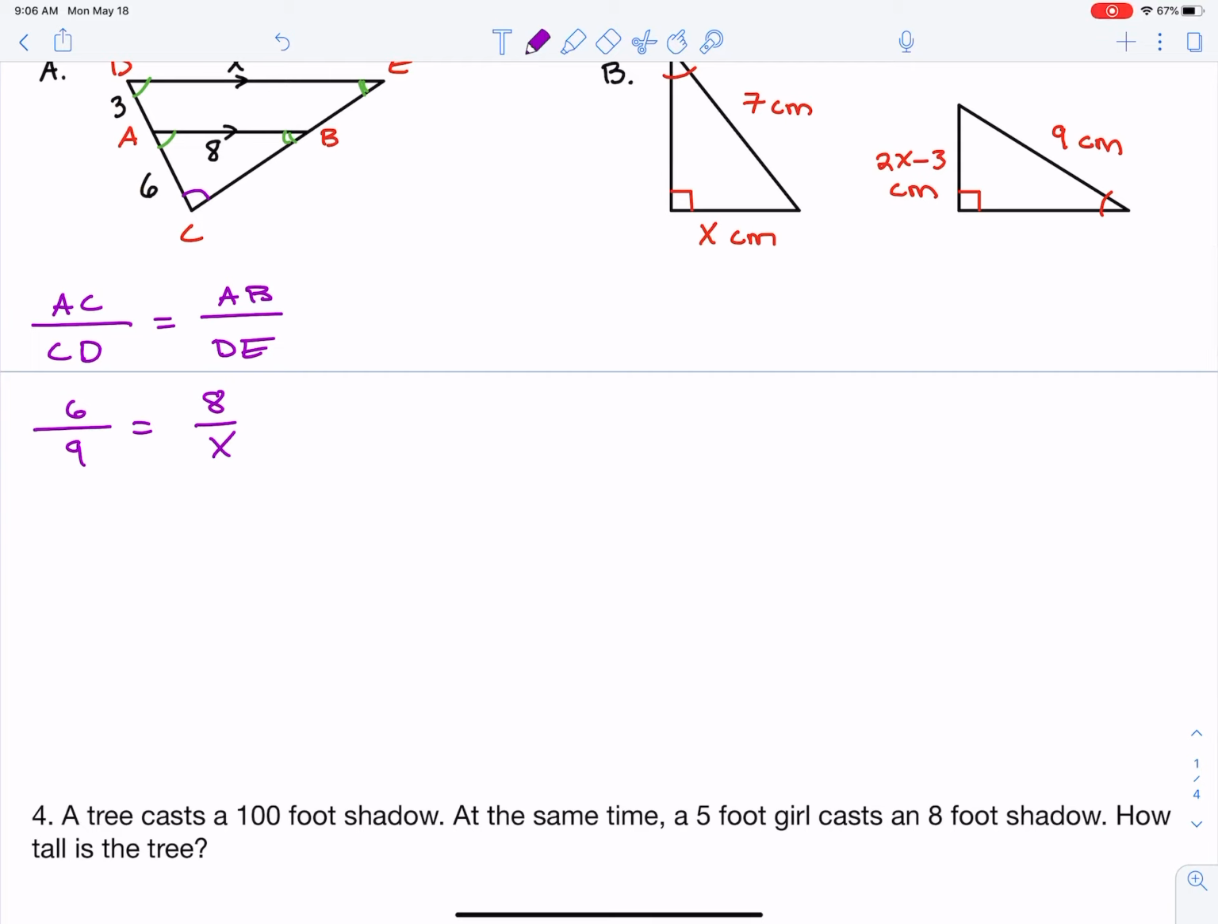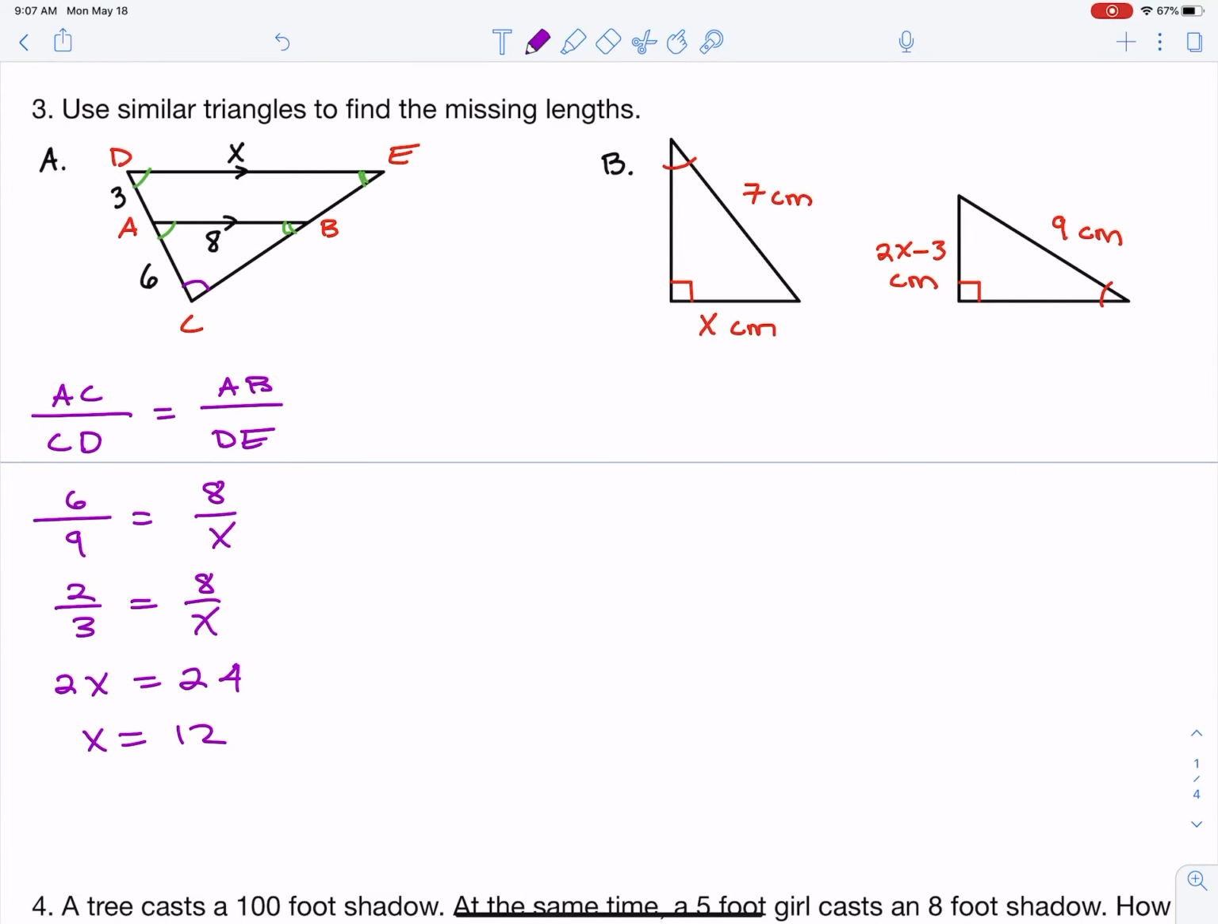So let's go find the missing length. So we're going to solve this. Now I'm going to actually simplify if you don't mind. So 3 goes in both top and bottom, so I get 2/3 equals 8 over X. Then I'm going to do the cross product. So 2 times X is 2X. 3 times 8 is 24. Divide both sides by 2, and I get X equals 12. Let's move on. So looking at the next one, they're asking us again to find the missing length.